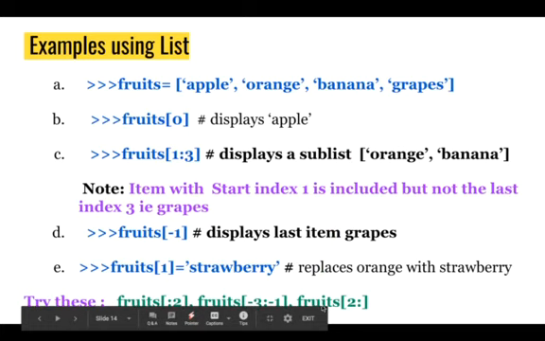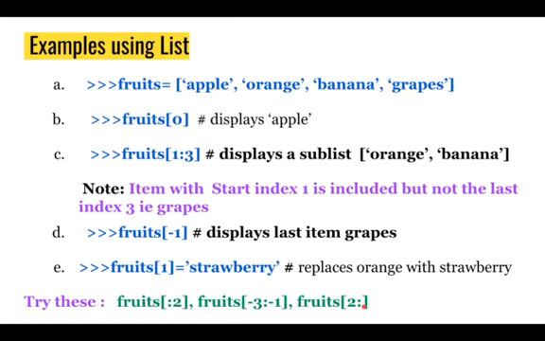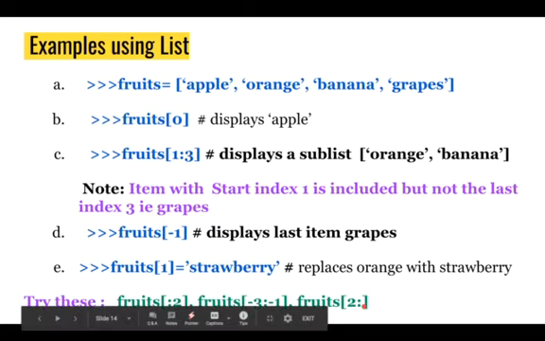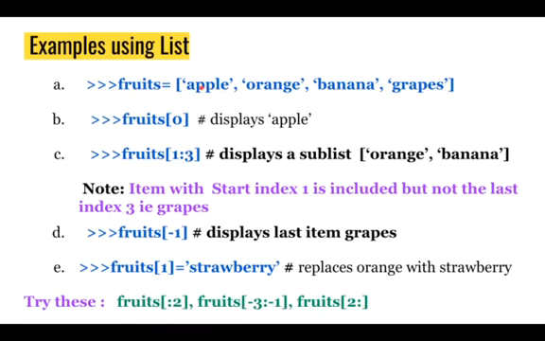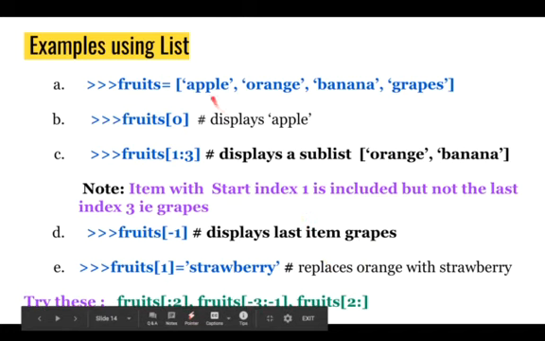In the third example, fruits of 2 colon, since the end index is excluded, here it means the last index in the list. The last index, this is 0, 1, 2, 3, okay, and the last index is always excluded from the list, so the item displayed will be, this is 0, 1, 2, 2 is banana, only banana will be included in the list. Hope that is clear.